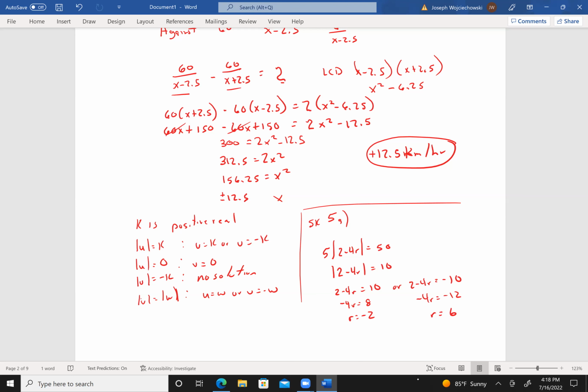All right, no, 3. So putting negative 2 in here, we have 2 minus 4 times negative 2 is 2 plus 8 is 10. Absolute value of 10 is 10. 5 times 10 is 50. Plugging 3 in here, I have 2 minus 4 times 3, which is 12. 2 minus 12 is negative 10. Absolute value of negative 10 is 10. 5 times 10 is 50. So my solution set is negative 2 and 3.